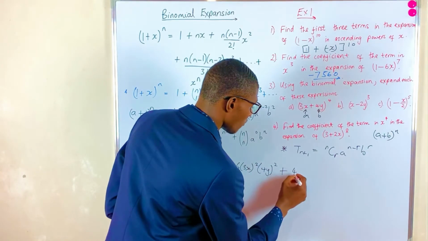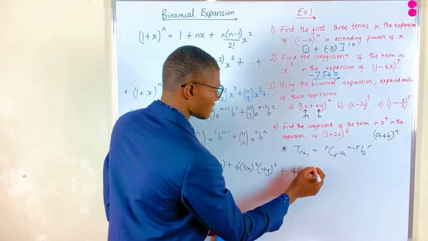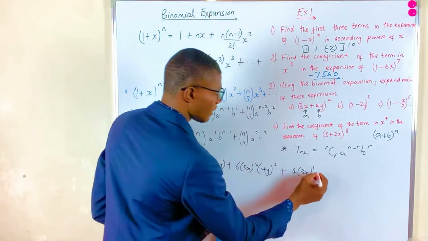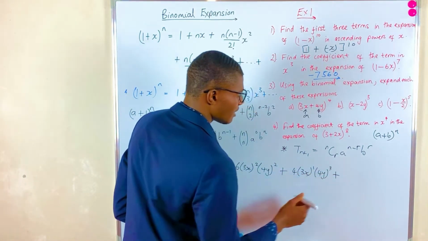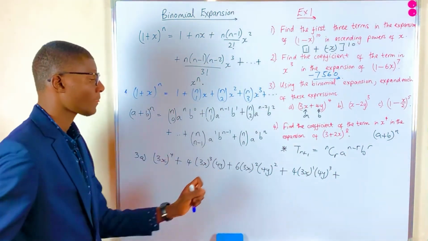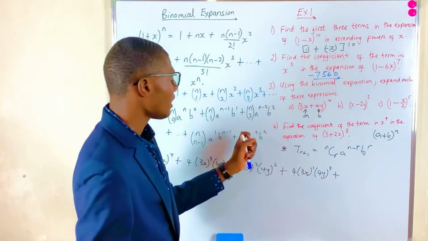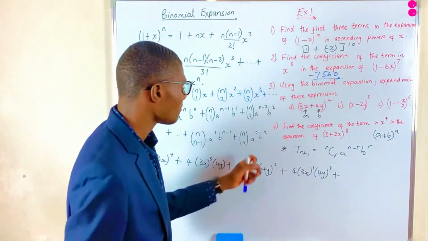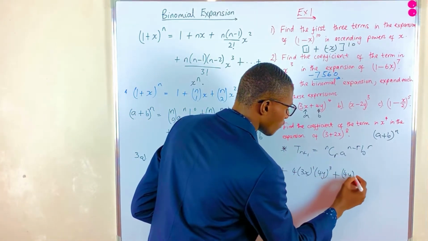So I think 4 multiplied by 3x raised to the power of n minus 3, which is just 4 minus 3 to give us a 1. And then b to the power of 3, that's 4y to the power of 3. And then plus, for the fourth power, for the last term, we know that now we have 4 choose 4, which gives us a 1. A to the power of 0, that's a 1. Then b to the power of n, that's 4y to the power of 4.